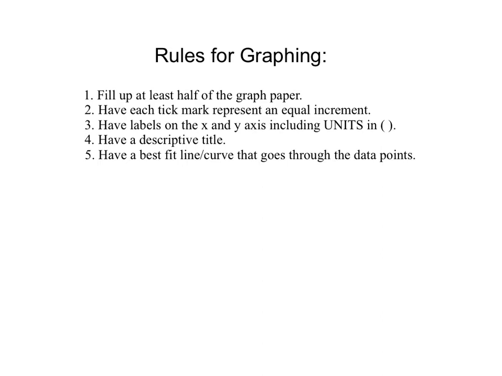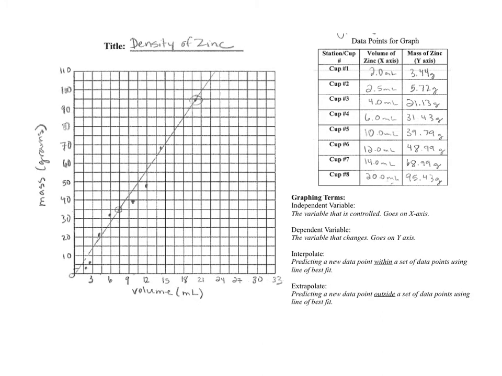So in class, we went through and everyone collected some data points. I grabbed some data from the website. I've got 8 cups here, and I'm looking at the table over here. I've got a volume of zinc, and I have a mass of zinc. So we're looking at density here because we have mass and volume.